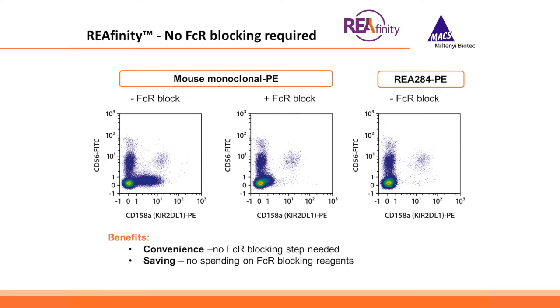Now we have again a CD158 antibody in this third plot, but this time it's one of our RIA clones, RIA clone 284, also conjugated to PE, on exactly the same cells, same donor, and here without FcR blocking. You see we only have this major population in this sample. We don't have the additional one, and we can achieve that without FcR blocking. So the benefit for you is that it's convenient, you have no FcR blocking step, and you save money, of course, because you don't have to buy the FcR blocking reagents. Okay, so much for the RIA clones.